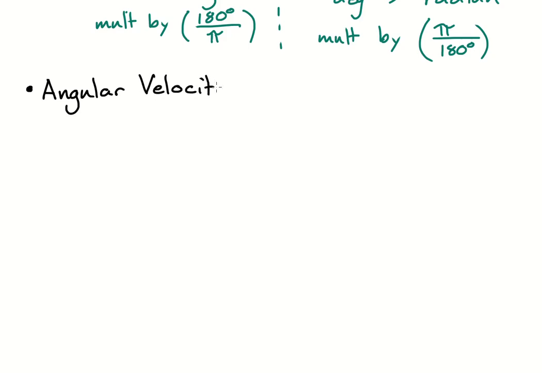Now, we get a Greek letter. We get a lovely lowercase Greek letter for this. We are going to use a lowercase omega. It looks like a dumb W. This is omega, lowercase omega. This represents our angular velocity.